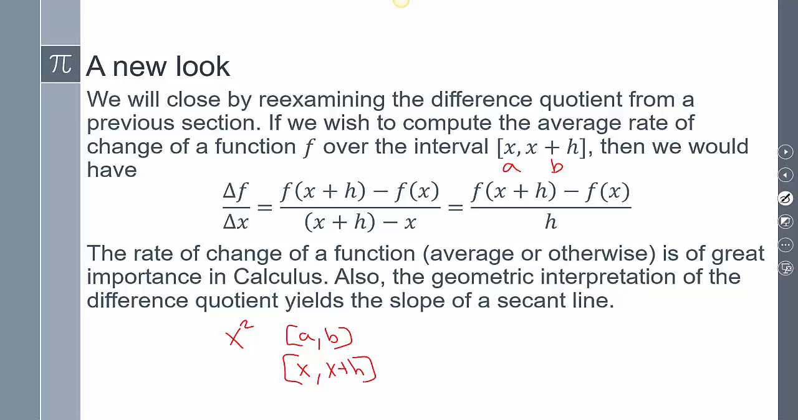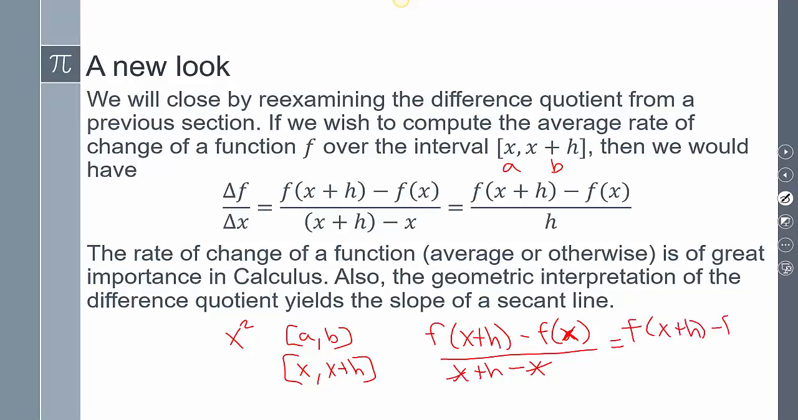So that means that if I were to do f of b minus f of a, so that should be x, over b minus a. Well, those cancel out, and so that's why I'm left with f of x plus h minus f of x all over h. And so that's all this is. The difference quotient is just finding the average rate of change over a different interval, and the interval we say is x and x plus h.